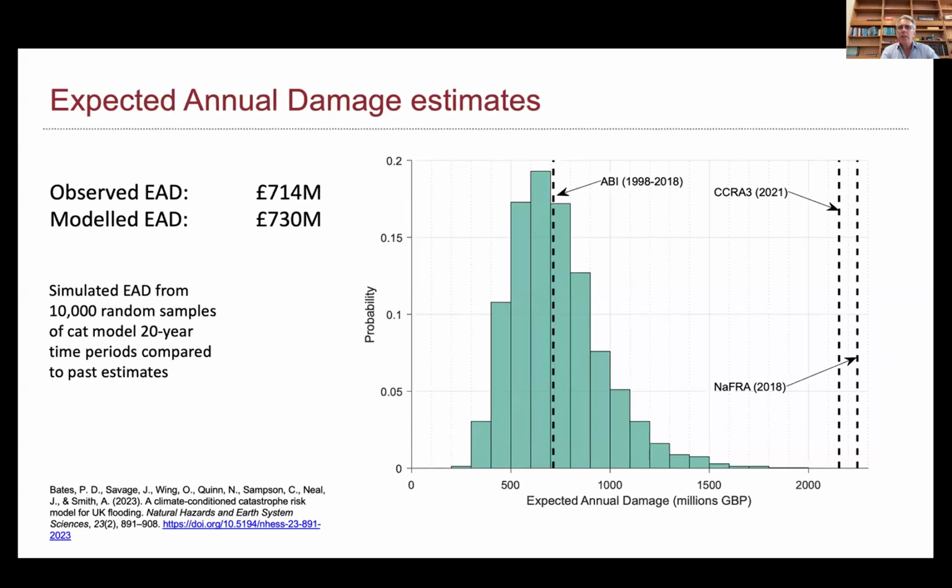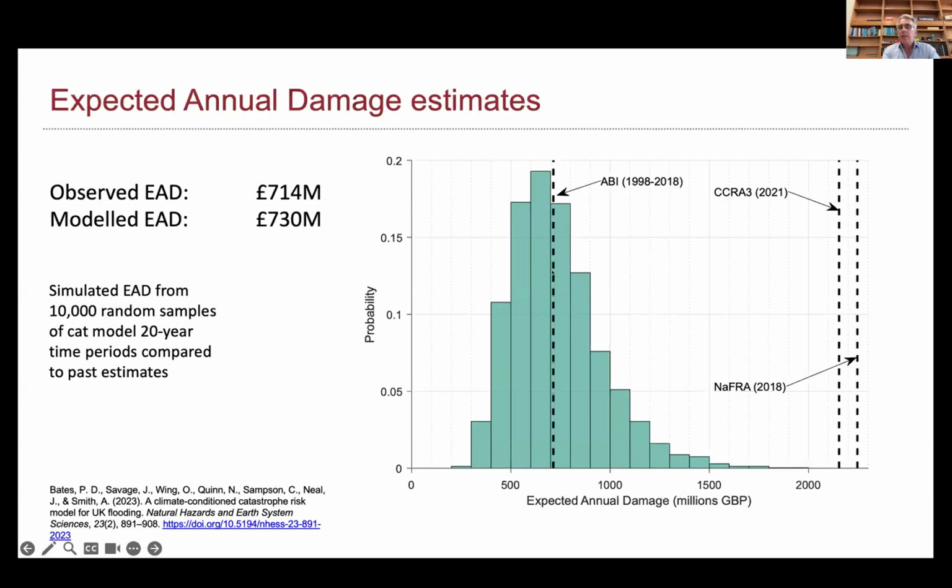But first of all, let's have a look at the financial validation. So here in this graph, we show the observed Association of British Insurers expected annual damage of 700 million. This is the vertical line just here. And the other 2 vertical lines are the ones from our national risk assessments.